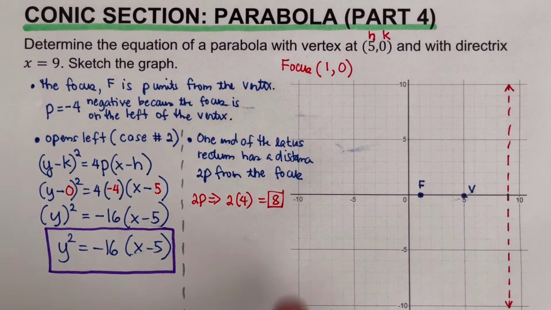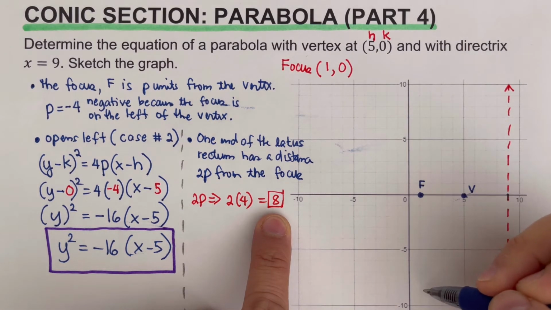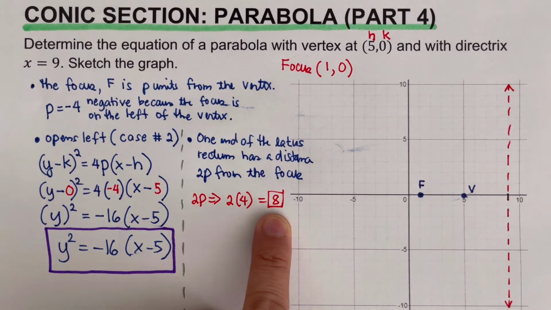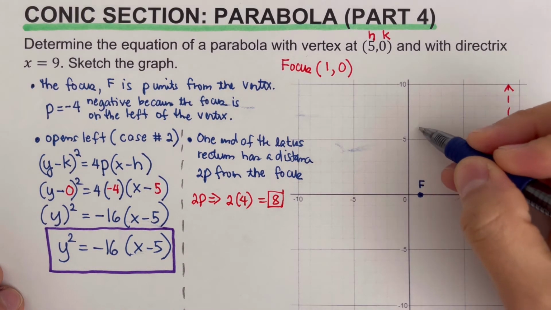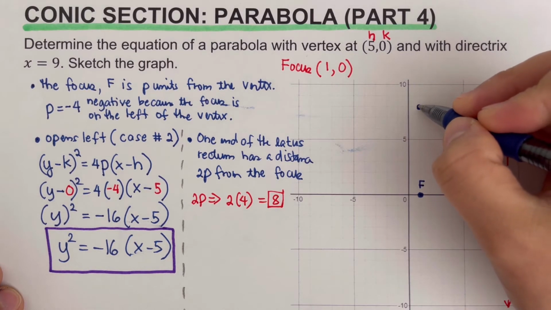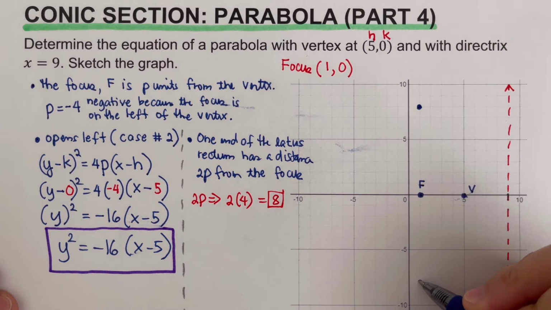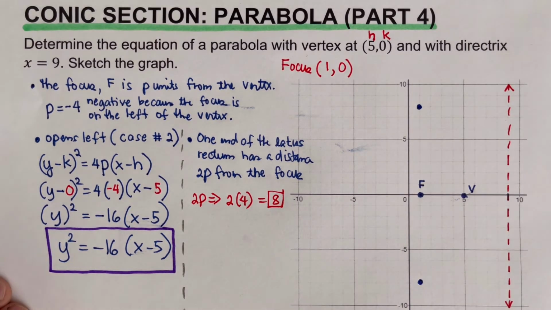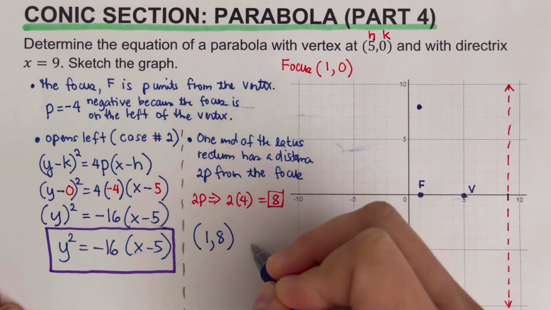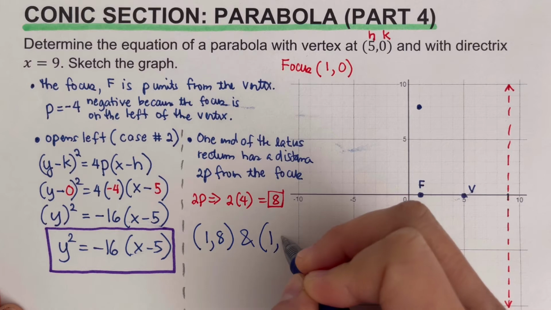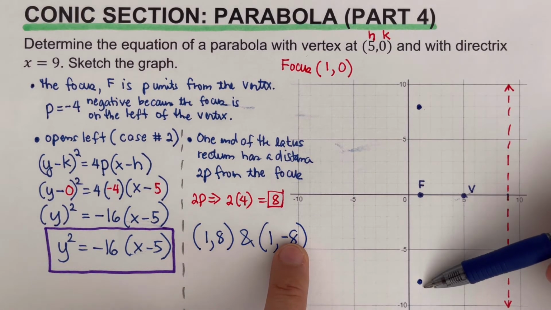So this means that I go up 8 and go down 8 to get the coordinates of the ends of the latus rectum. So it's going to be 1, 2, 3, 4, 5, 6, 7, 8. So it's going to sit here, and then down 8 as well on the other side. So this is where it's going to sit. So then the coordinates of the ends of the latus rectum would be (1, 8) and (1, -8). So these are the coordinates of the ends of the latus rectum.